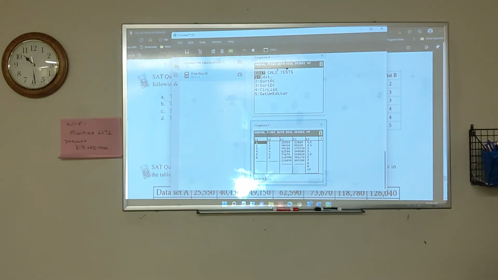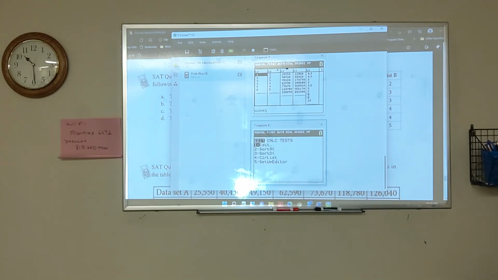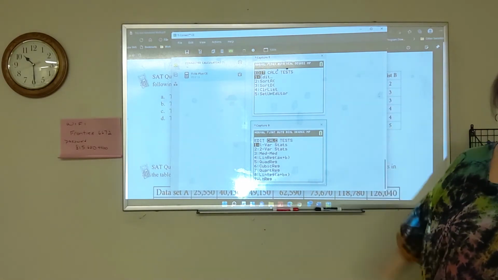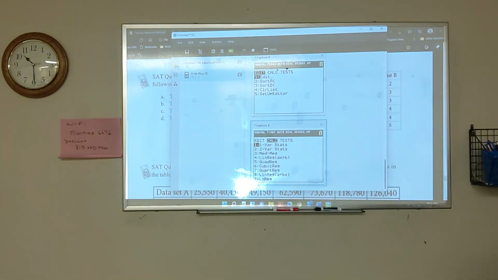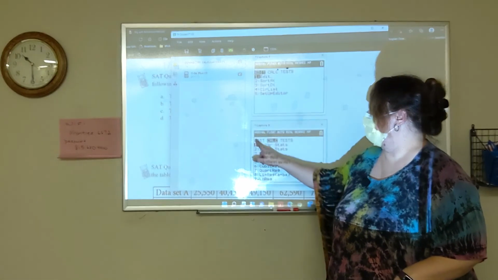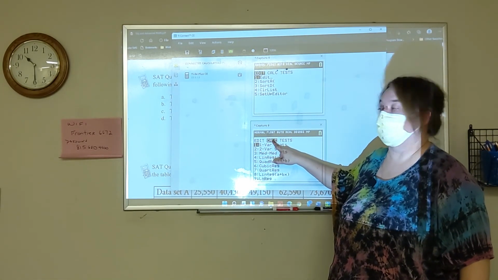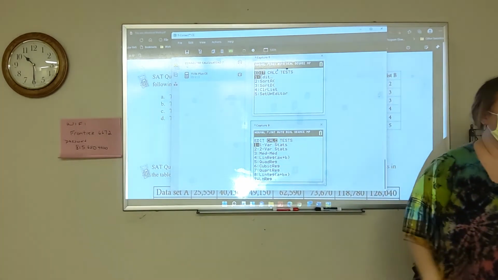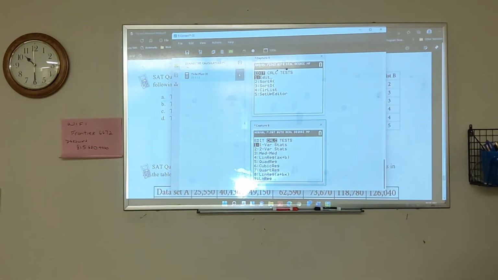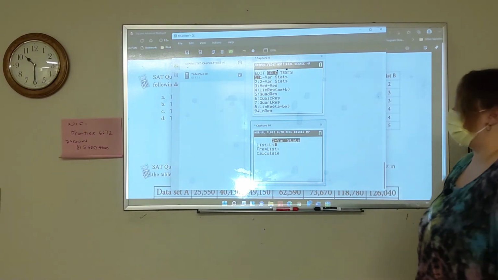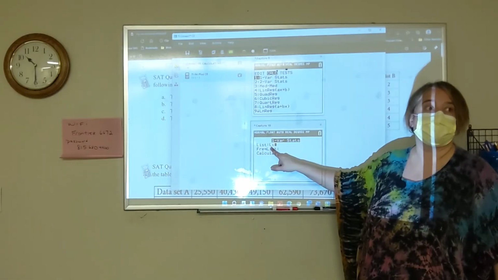Once you have those entered, go back into your stat menu. So back to stat. And we're going to arrow right one to calc, which stands for calculate. We're going to choose this very first option, one-variable statistics, 1-Var Stats. Go back to your stat menu. Arrow right one to calculate. And choose this very first option, 1-Var Stats. Should bring up something that looks like this. Now make sure you have list one right here.